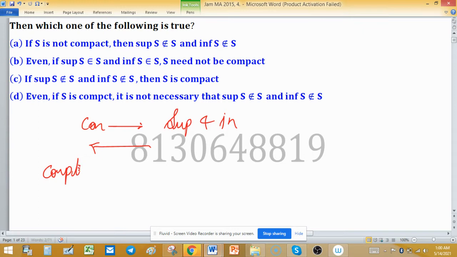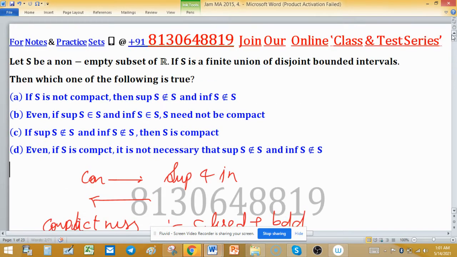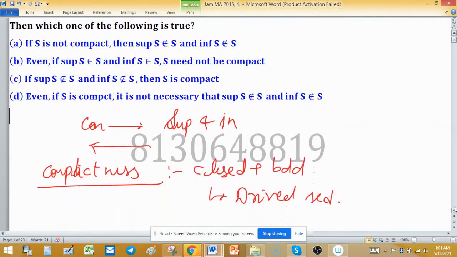Compactness of a set means closed and bounded. Closed means all limit points should be in the set, that is, the derived set is contained in it. Bounded means the supremum and infimum should exist for the set. This is compactness. And we know that the supremum and infimum of a set may or may not exist in the set.